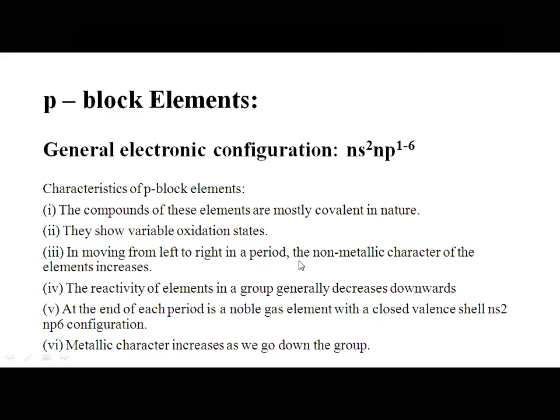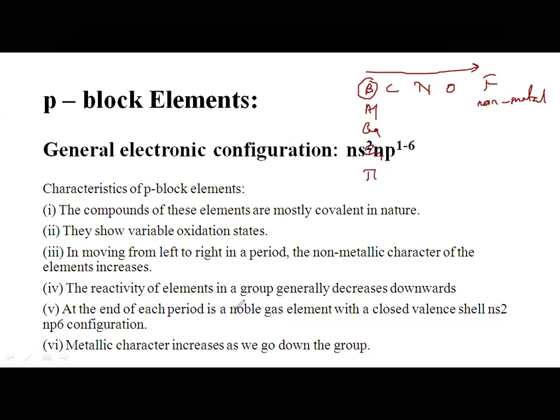In moving from left to right in a period, the non-metallic character of the elements increases. That is, when you move from boron to carbon to nitrogen to oxygen to fluorine, non-metallic character is more. Boron is slightly metallic in nature. As you move from carbon to nitrogen, nitrogen to oxygen, oxygen to fluorine, this becomes strongly non-metal. The reactivity of elements in a group gradually decreases downwards. Aluminium, gallium, indium, thallium, the reactivity decreases.